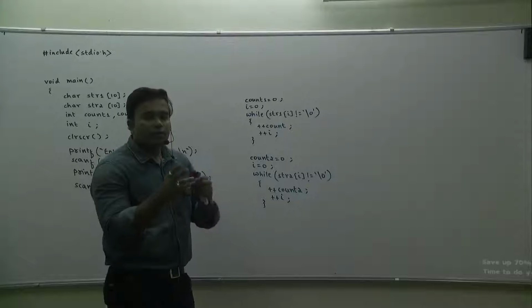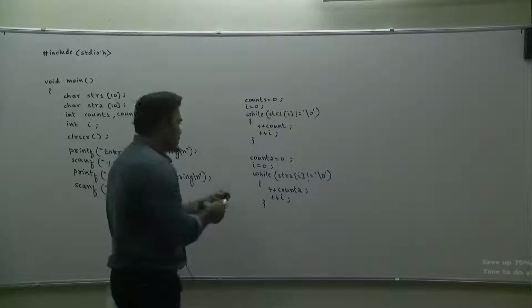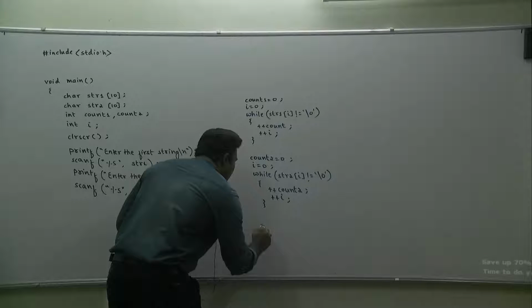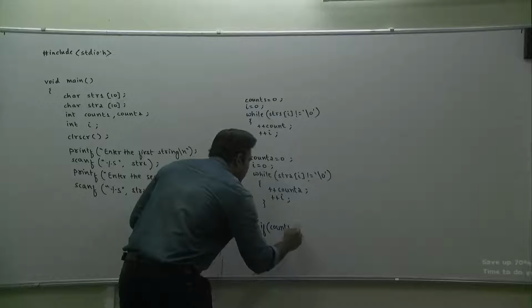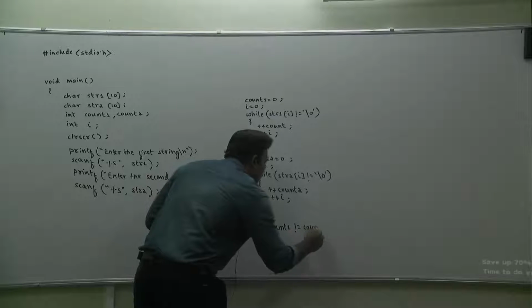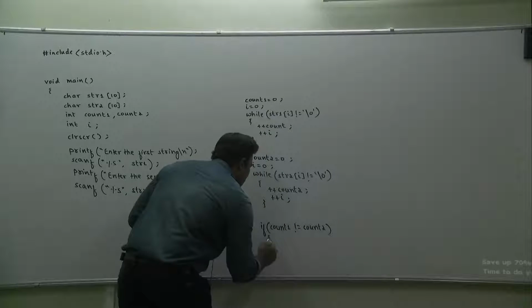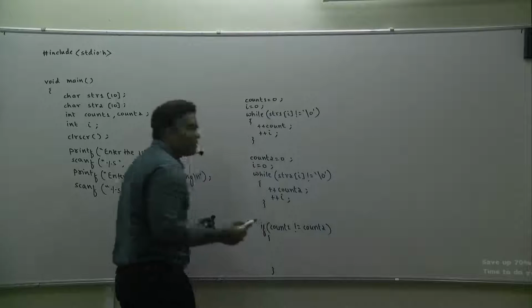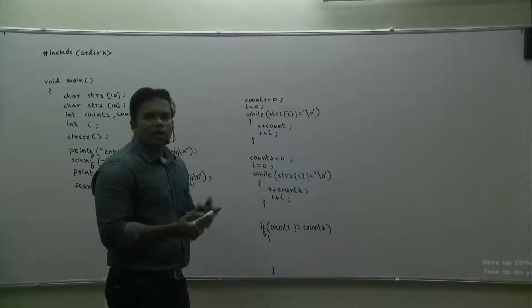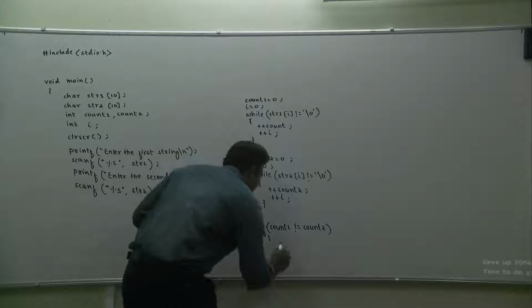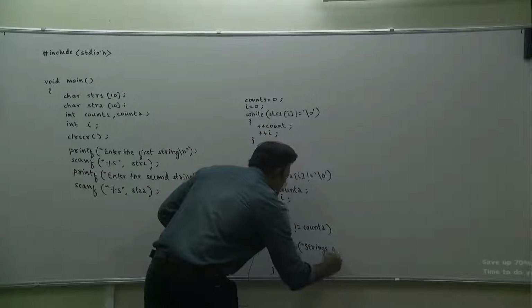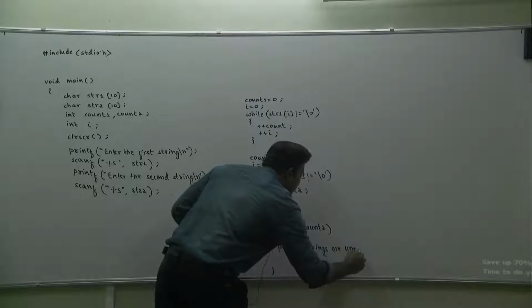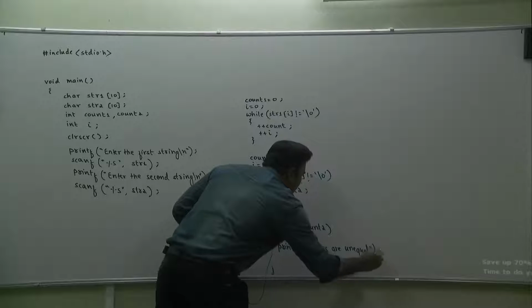After this, I have to compare the counts. That is what I am doing here. If count1 is not equal to count2, if the two counts are not equal, then your job is very simple. If they are not equal, then you can tell directly that the strings are unequal. You can tell strings are unequal.